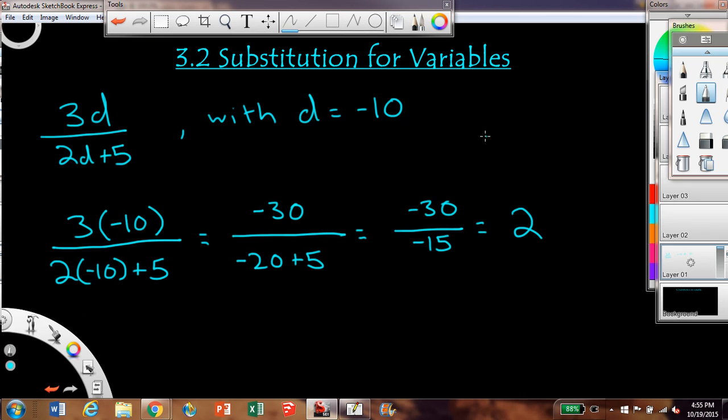Okay, so after we substitute the value in for our variable, it's really a matter of doing arithmetic. You're just doing order of operations. Here I did the multiplication, I did multiplication down here, then I added the positive 5, and then finally I divided everything. The answer is 2 there.